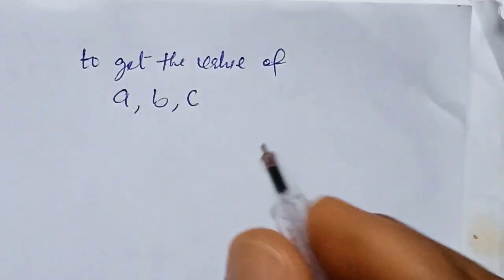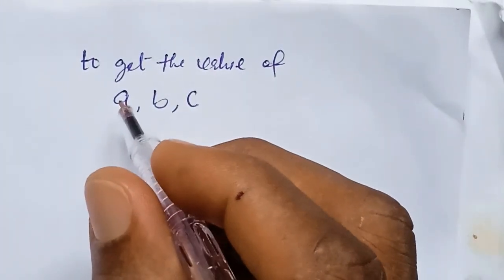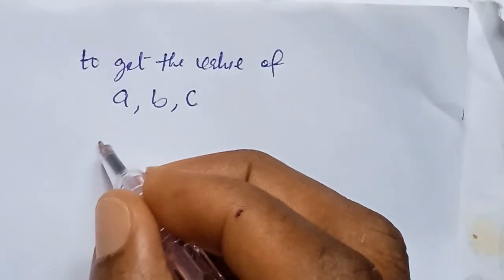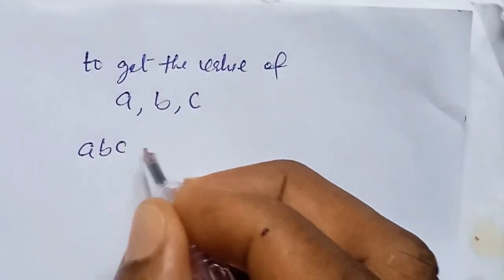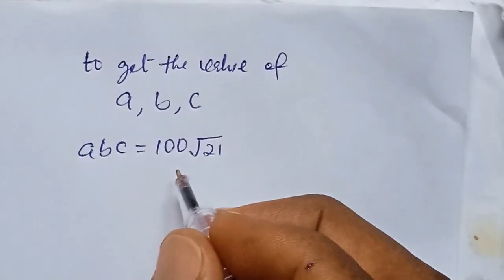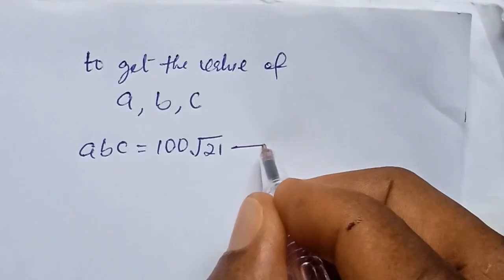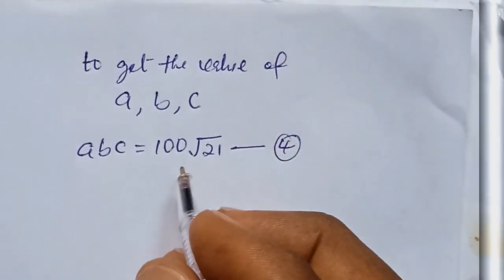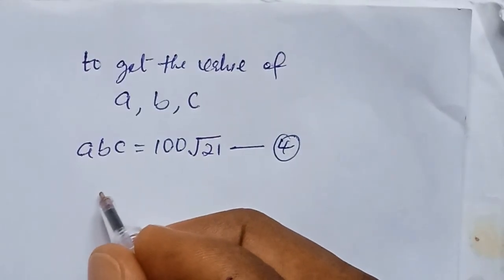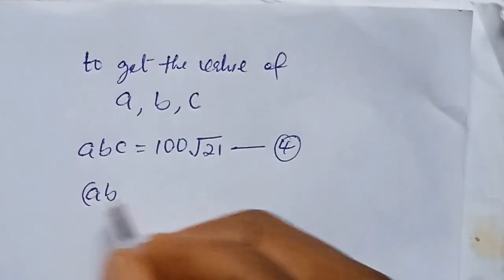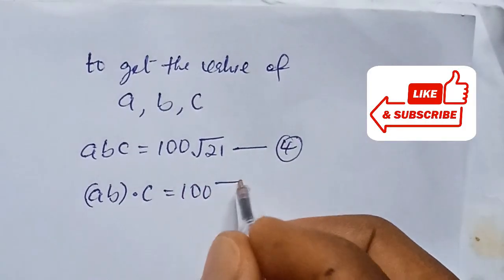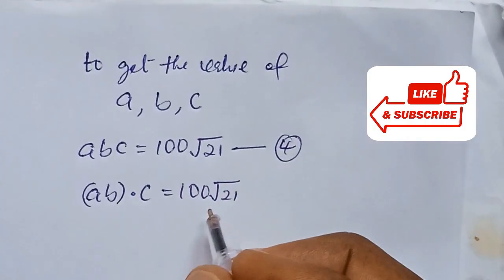The value of A, B, C. I need to find the value of A, B, C. So to do that, I will consider my last expression, which is A, B, C equal to 100 square root of 21. Let's take this one to be equation 4. From this equation 4, I will say (A, B) into bracket multiplied by C equal to 100 square root of 21.